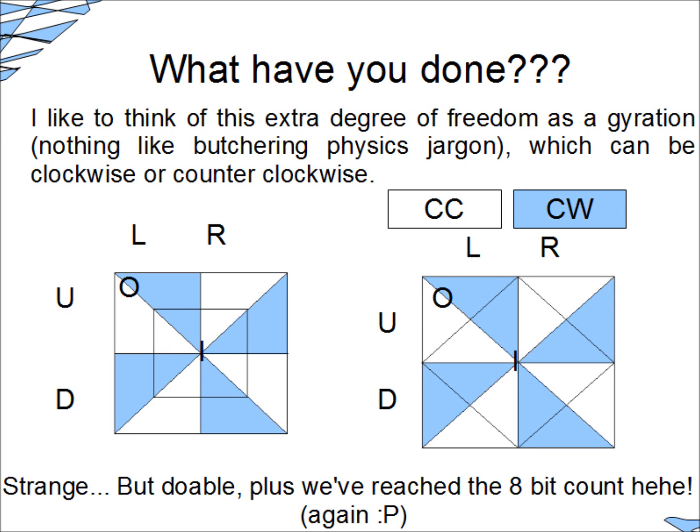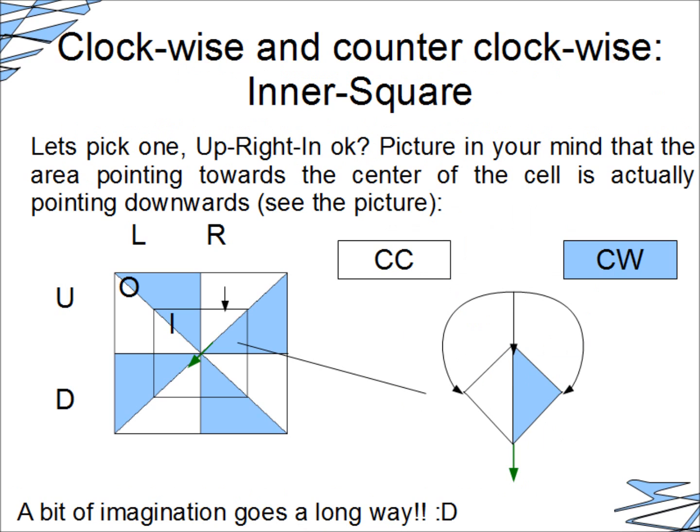But what have we done? Well, I like to think of this extra degree of freedom as a gyration. We can now rotate clockwise and counterclockwise. And if we look at it this way, well, we just have to position ourselves right in one of those corners and then just gyrate. It's kind of simple, right?